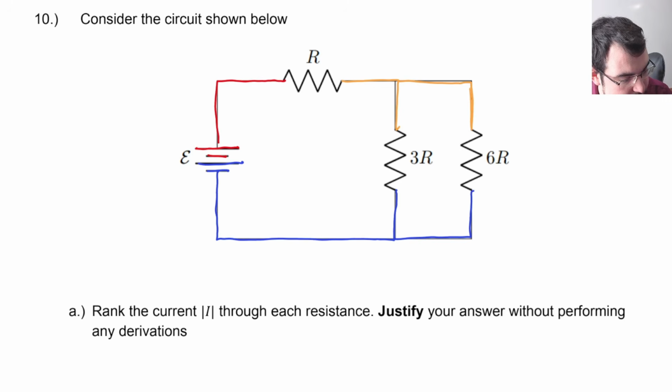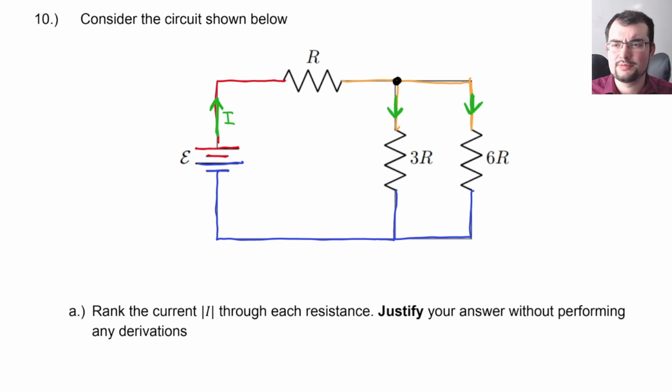So again, first of all, what is the current through each resistance? Well, we know that we're going to have some sort of total current I that hits the R resistor. And then the current is going to hit this junction point, and the current is going to split, where you're going to get some of the current through the 3R and some of the current through the 6R.